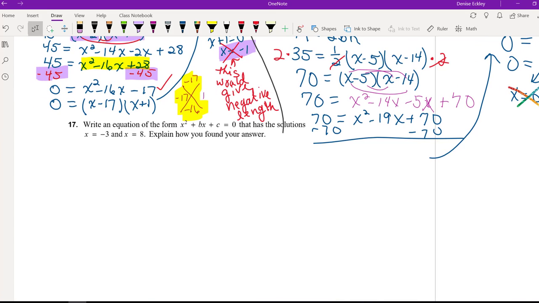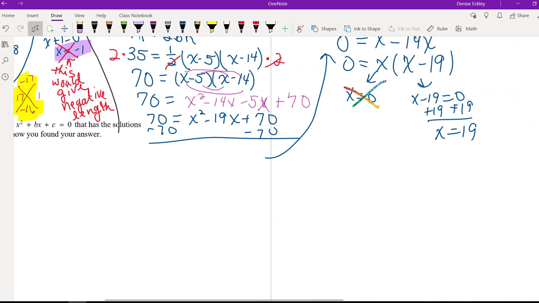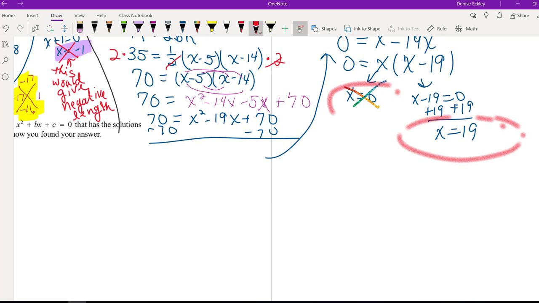All right, so number 17, it says write an equation of the form x squared plus bx plus c equals 0 that has the solutions x equals -3 and x equals 8. Explain how you found your answer. Well, what we're going to do is we're just going to work backwards from what we did. It's like we're starting here at the answers, and what we want to do is move back up to here, because this is where our factors are.